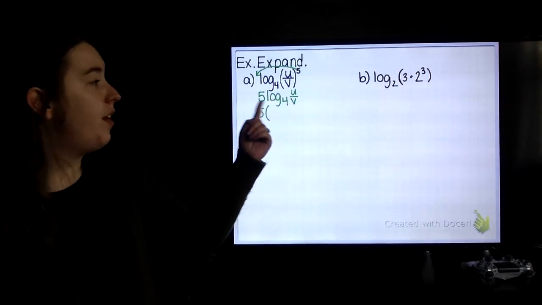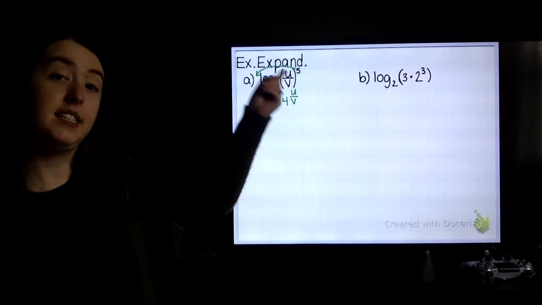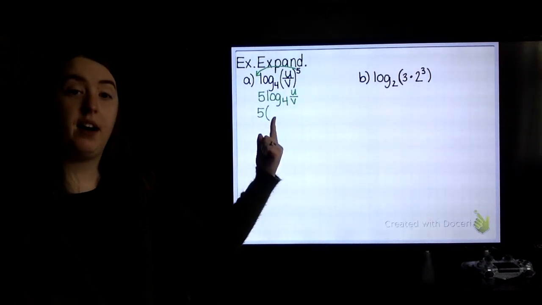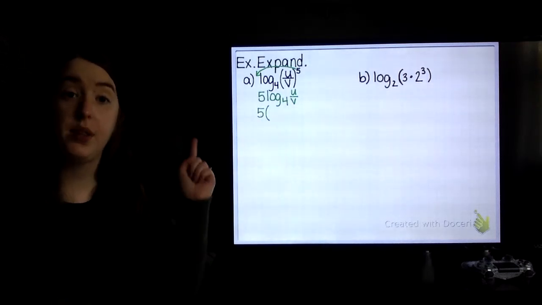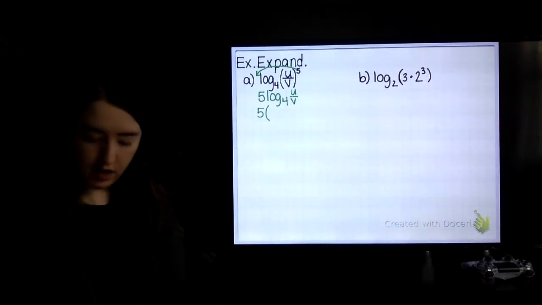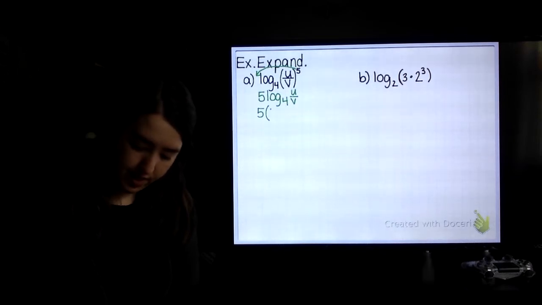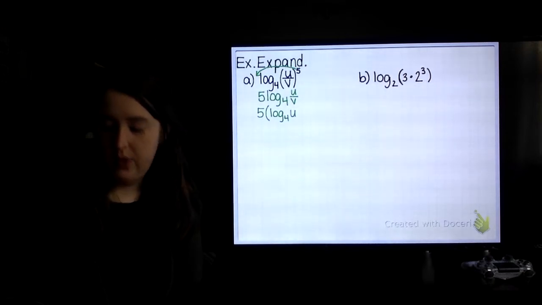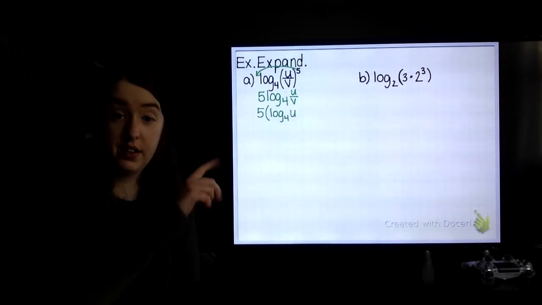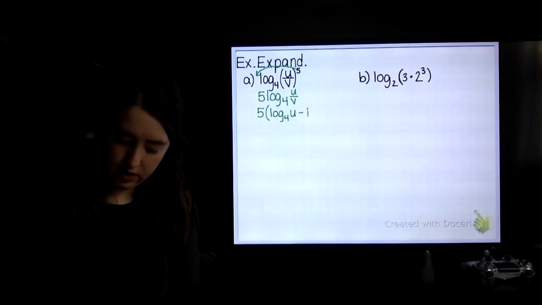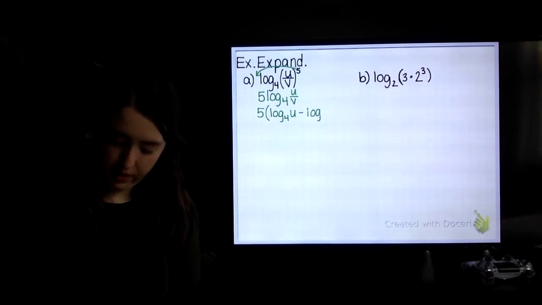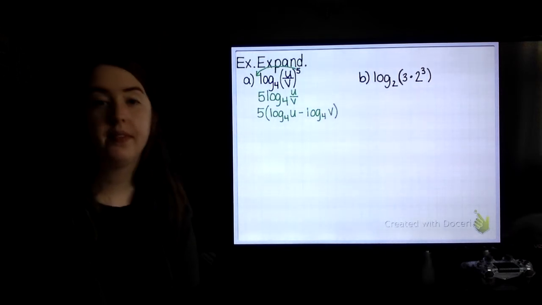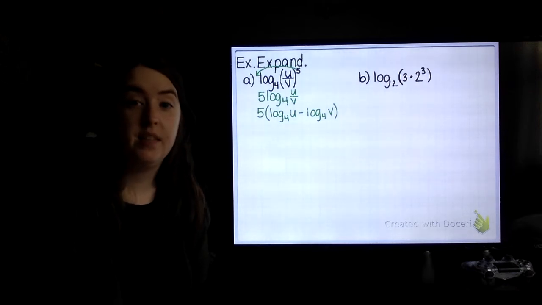And since u over v, that entire thing was taken to the 5th power, I need to make sure that I have parentheses around when I subtract these two logs, so that way the 5 gets applied to both of them. So I need to make sure that I have parentheses with log base 4 of u. And then like we said a second ago, since they're dividing, I'm going to subtract my logs. Log base 4 of v. Okay, so there's that guy expanded.